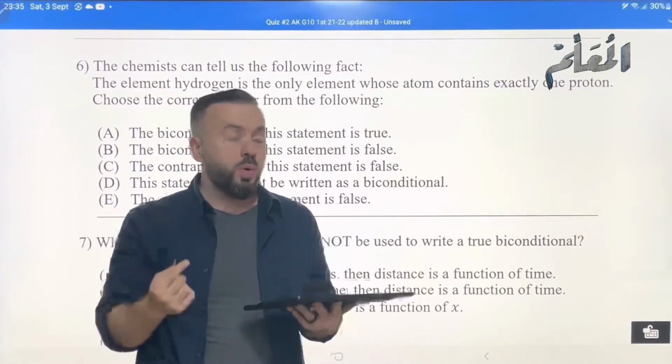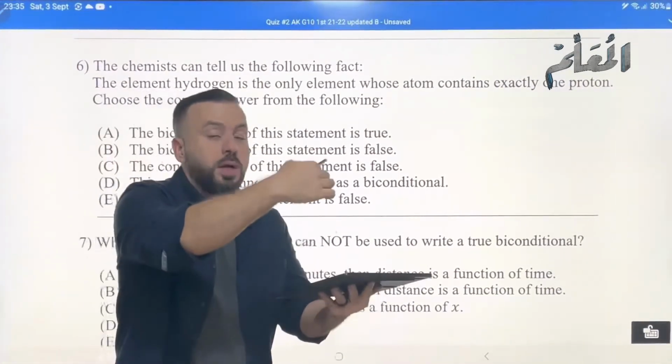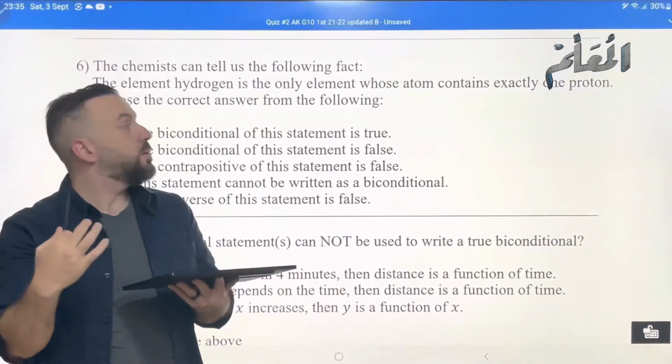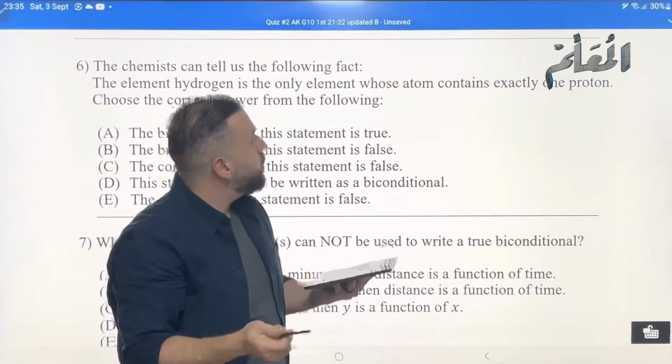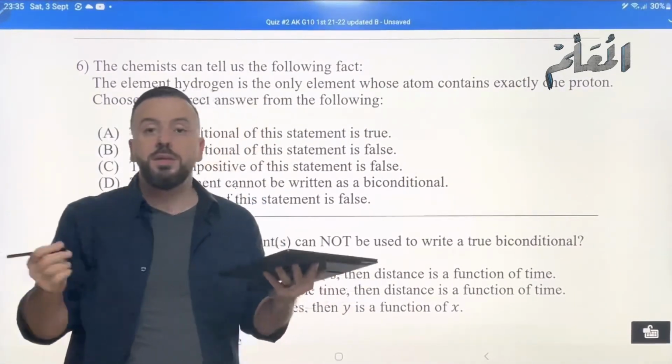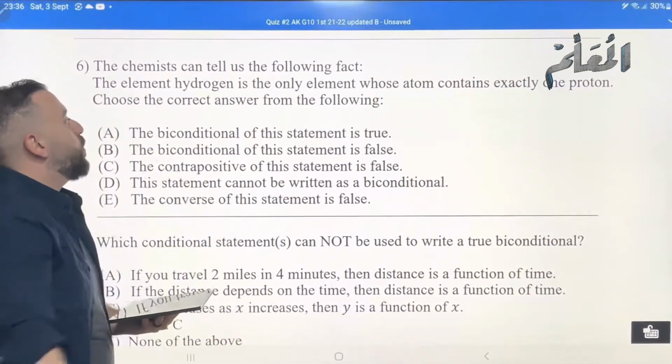And the chemist's statement here is true. So we can say that the biconditional statement holds, since it has one proton, then it is the only element, as it's saying, the element hydrogen is the only element whose atom contains what? One proton. Okay, so choice A, that's going to work with you.